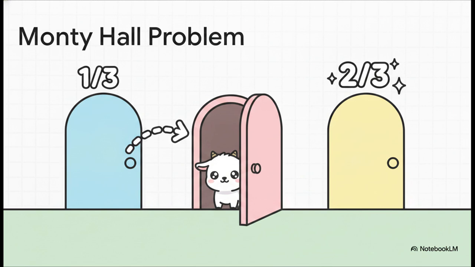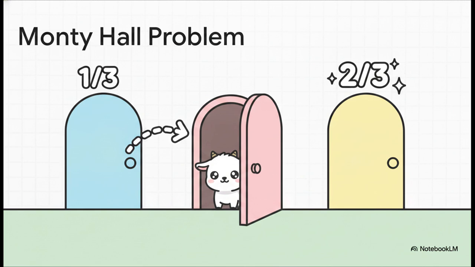Imagine you pick one of 3 doors hoping for a car. Your initial odds are exactly 1 in 3. Now, the host, who knows what's behind the doors, opens a different one to reveal a goat. He then asks if you want to switch your choice. Most people think, well, there's 2 doors left, it's a 50-50 split.